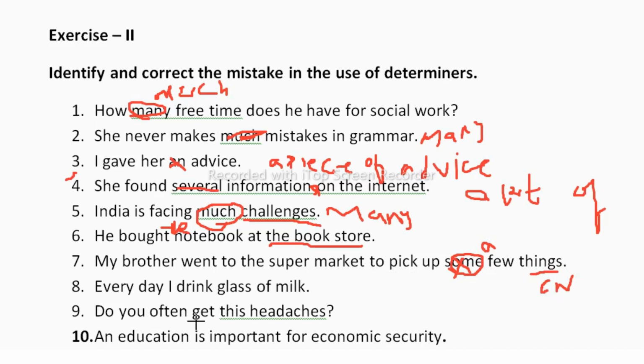Now let's move to the next, the eighth one. Every day I drink dash glass of milk. A glass of milk, you need to add here.